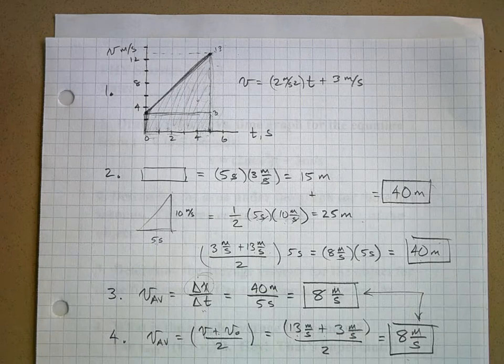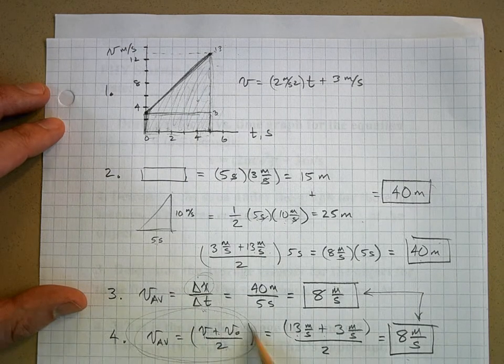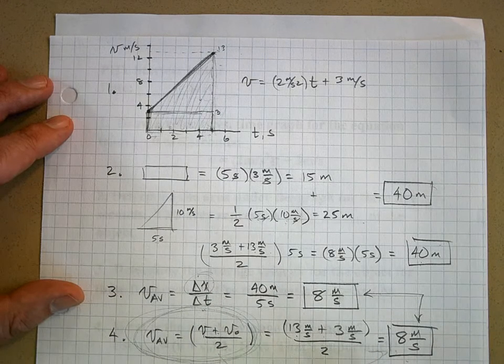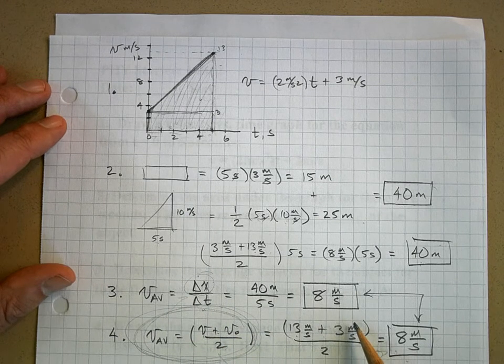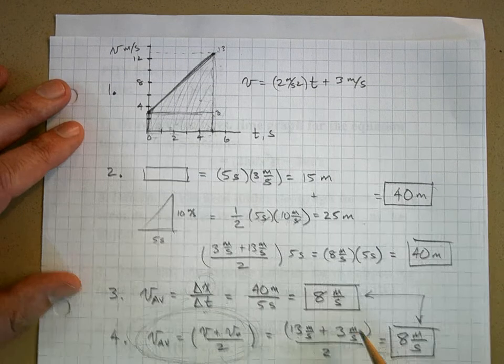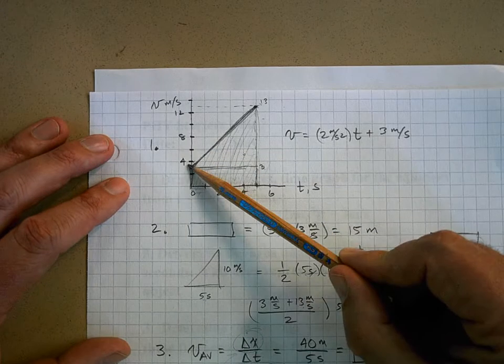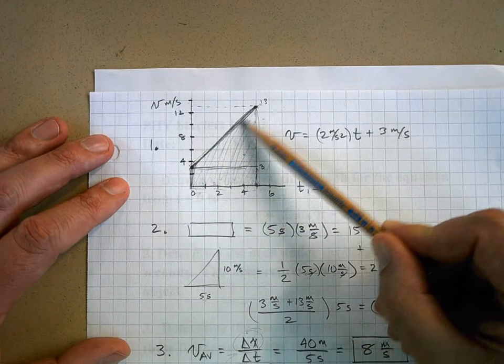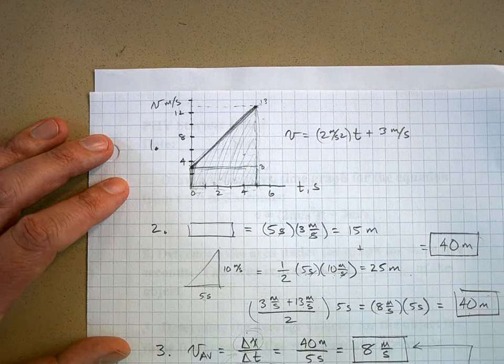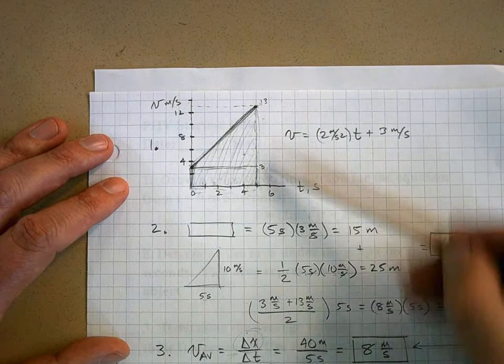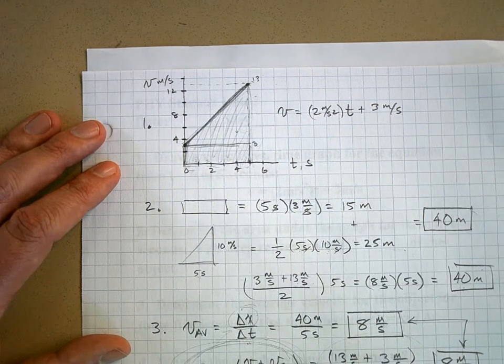Folks, that is only true. The fact that you could do this, where this also is the same thing as this, is only true when what is true? It's only true if the velocity graph is a straight line. If the velocity graph is a straight line, well, you have a trapezoid. Look at this. See this? This is the average base.